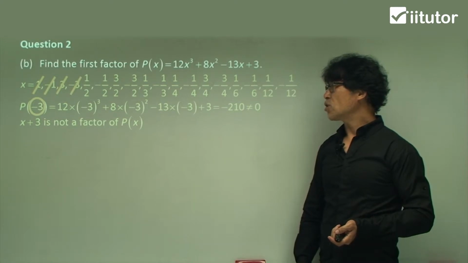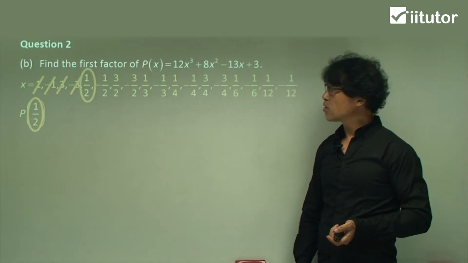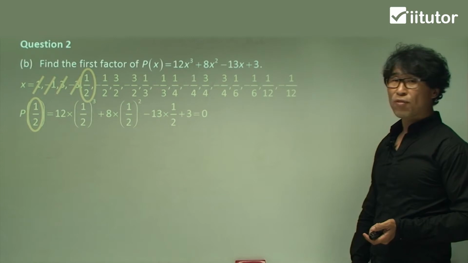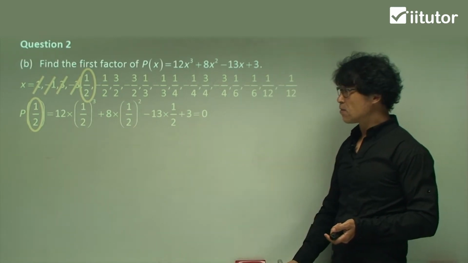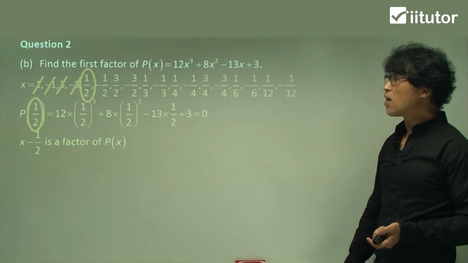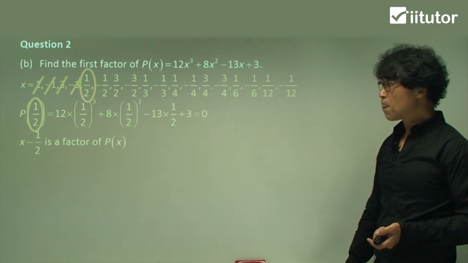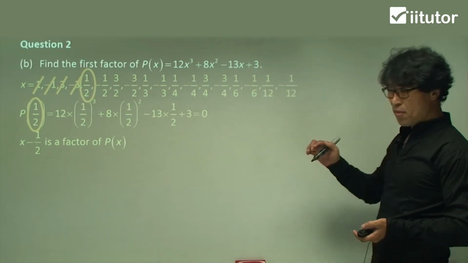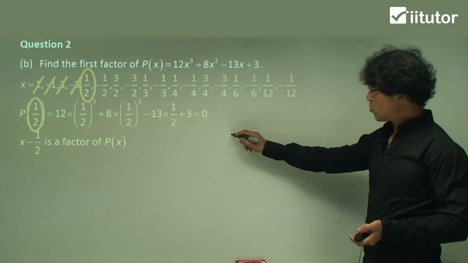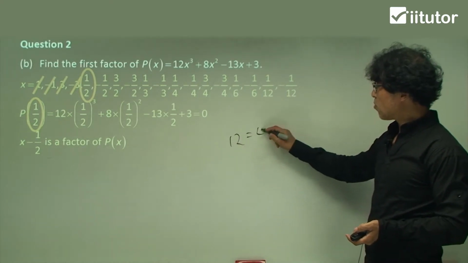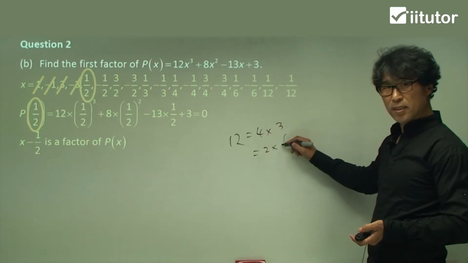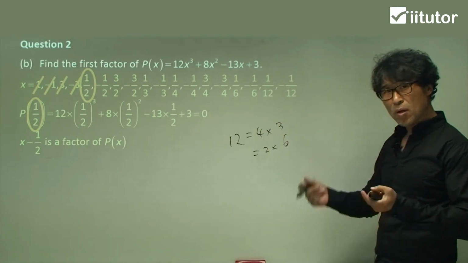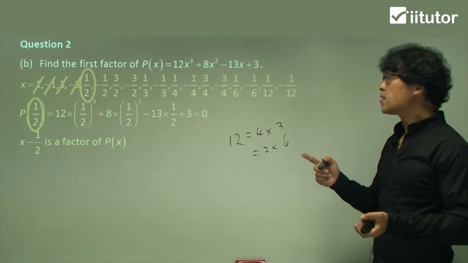And we substitute a half. Finally, we find the factor because the remainder equals 0. So x minus a half is a factor. Okay. Now, have a think about here, guys. 12 equals 4 times 3, also 2 times 6. So there are lots of combinations in here. So again, same thing.